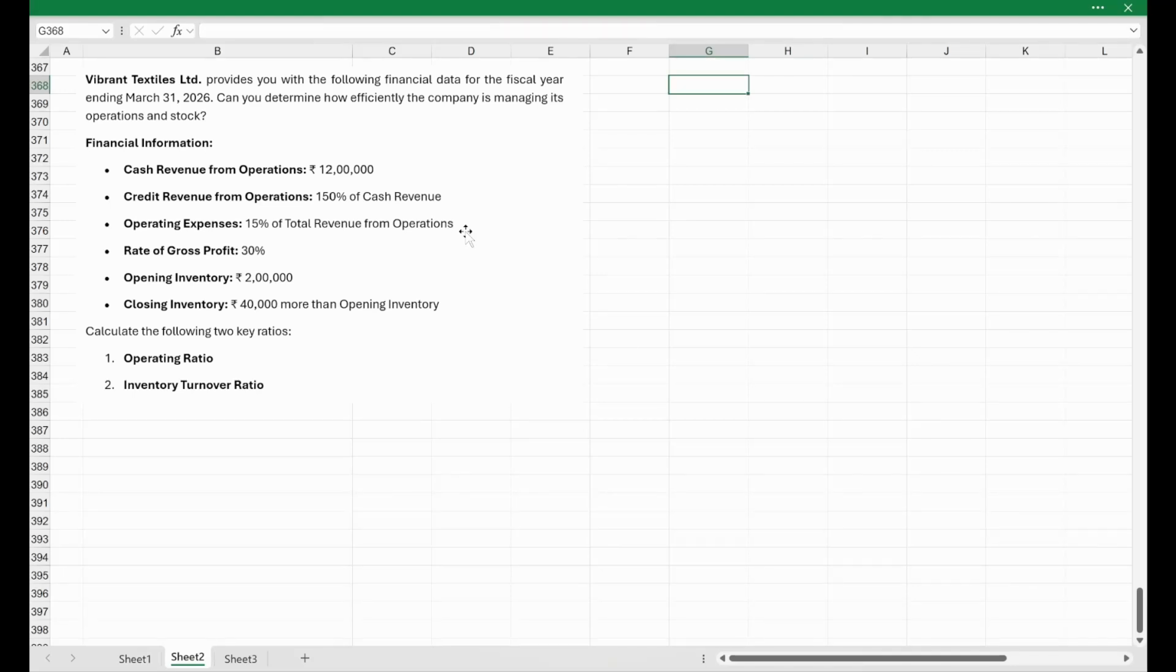Vibrant Textiles provides you with the following financial data for the fiscal year ending 31st March 2026. Can you determine how efficiently the company is managing its operations and stock? Okay, this is the financial information.